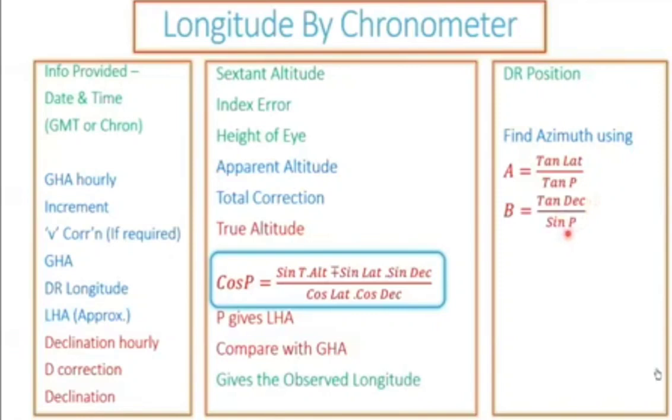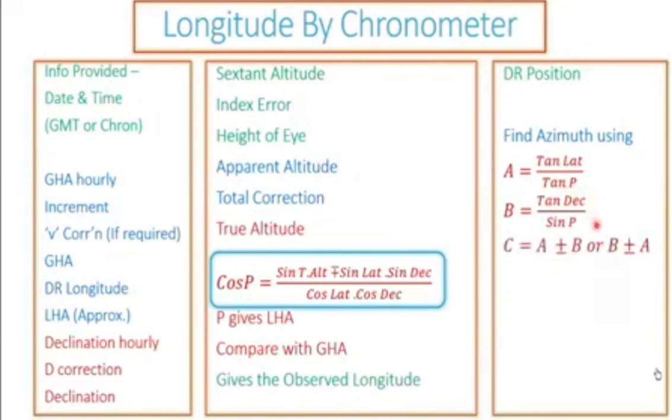The value of P is also known to us. We have calculated P using the formula. Same way for A, the latitude used is the TR latitude, which is available in these questions, and the value of P is obtained from the formula. So B, once calculated, is named same as declination.